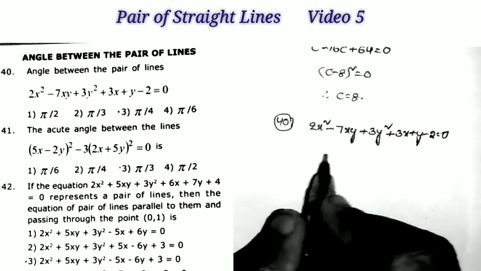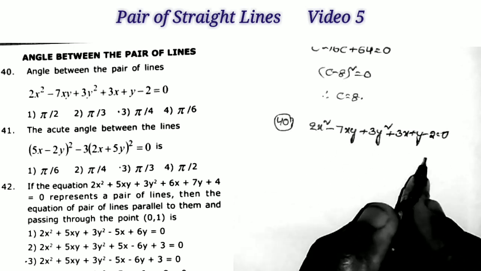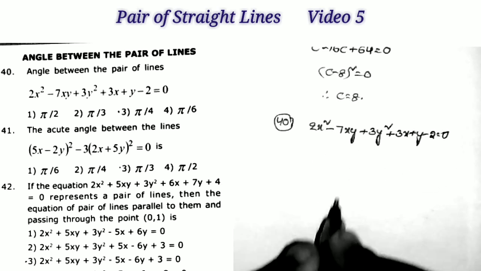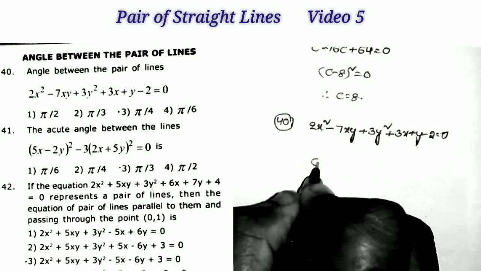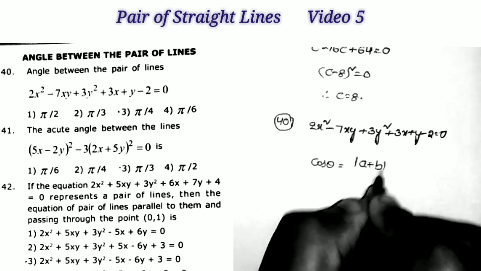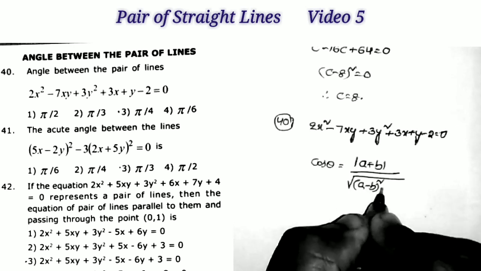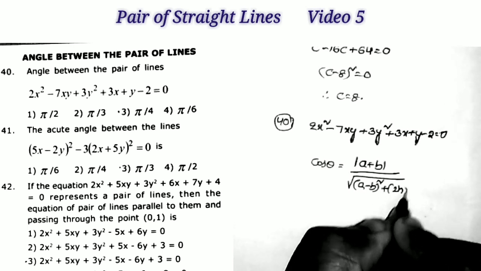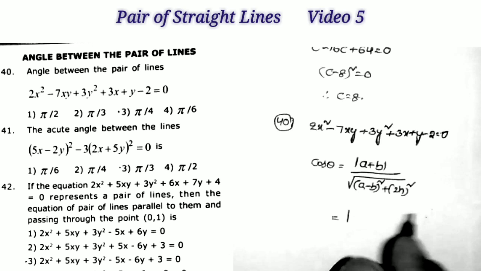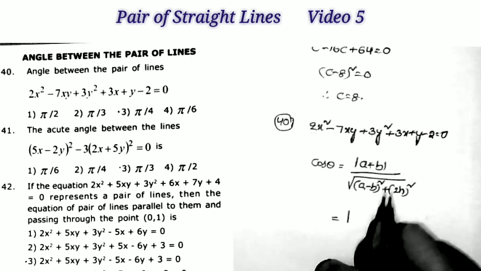Angle between the pair of lines 2x square minus 7xy plus 3y square plus 3x plus y minus 2 is equal to 0. Now what is the formula for finding the angle between the lines? Cos theta is equal to mod a plus b by square root of a minus b whole square plus 2h whole square. Now this is the formula for finding the angle between the lines. Okay, now replacing the values. a plus b, a is equal to 2, b is equal to 3.